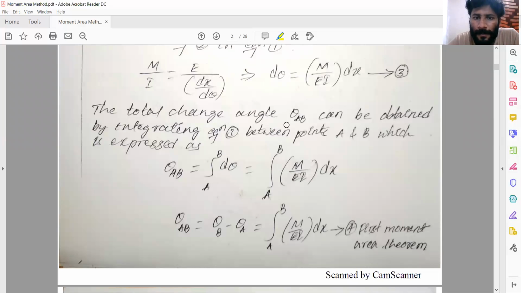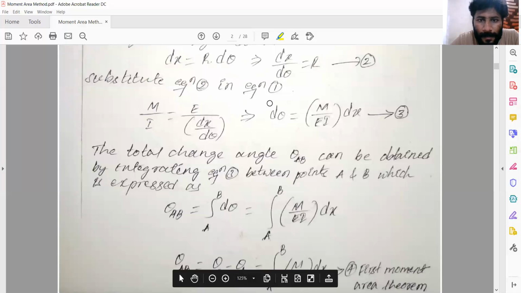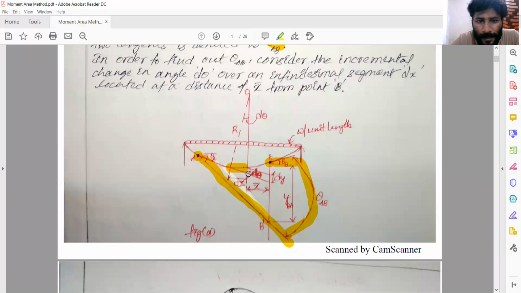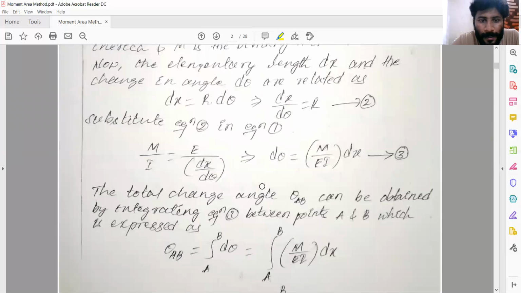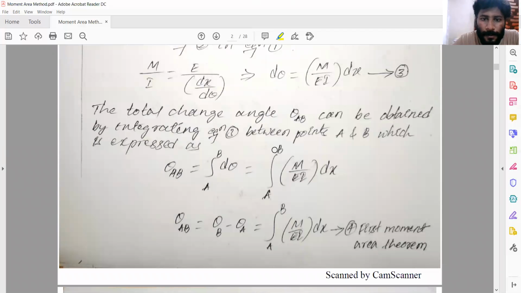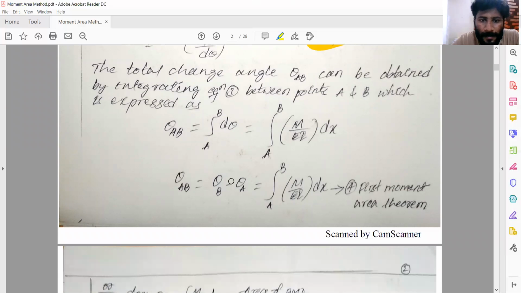The total change in angle theta AB can be obtained by integrating equation 3 between points A and B. Here you can see that d theta is the angle between these 2 points, right? Suppose I want to find the total change in angle between point A and point B, I have to integrate this portion. So theta AB is equal to the integration of A to B of d theta, which is equal to the integration of M by EI into dx. Again, theta AB can be written as theta B minus theta A.